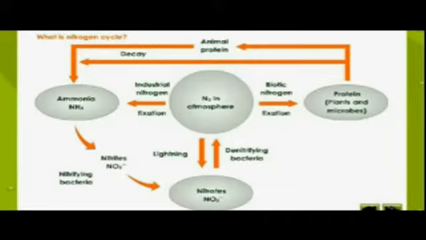What is the nitrogen cycle? Four processes that participate in the cycling of nitrogen through the biosphere constitute the nitrogen cycle. They are nitrogen fixation, decay, nitrification, and denitrification. Role of microorganisms. Microorganisms play a major role in all four processes of the nitrogen cycle.